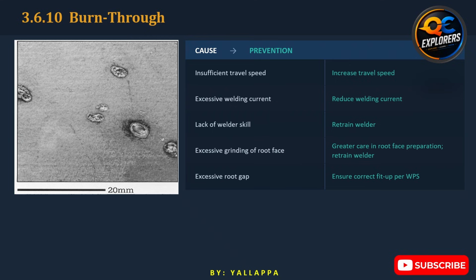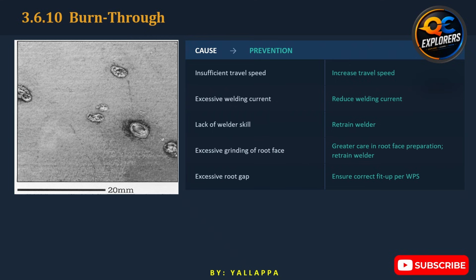Burn-through is one of the most obvious welding imperfections. It occurs when the molten weld pool becomes unstable and collapses completely, leaving a hole or severe opening through the material. It is particularly common during root welding on thin material or where the root gap is excessive.